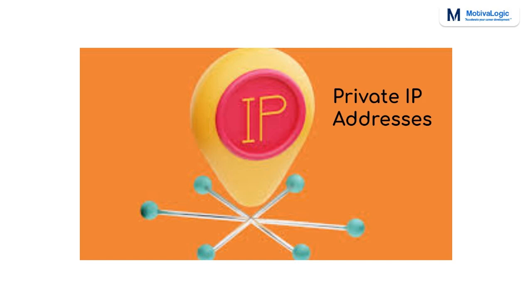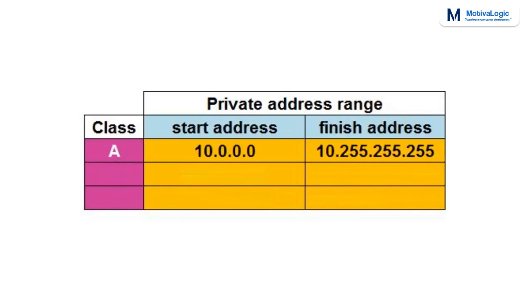These addresses are not visible to the Internet, ensuring a layer of security. To better understand how they work, let's delve deeper into the three main classes of private IP addresses.